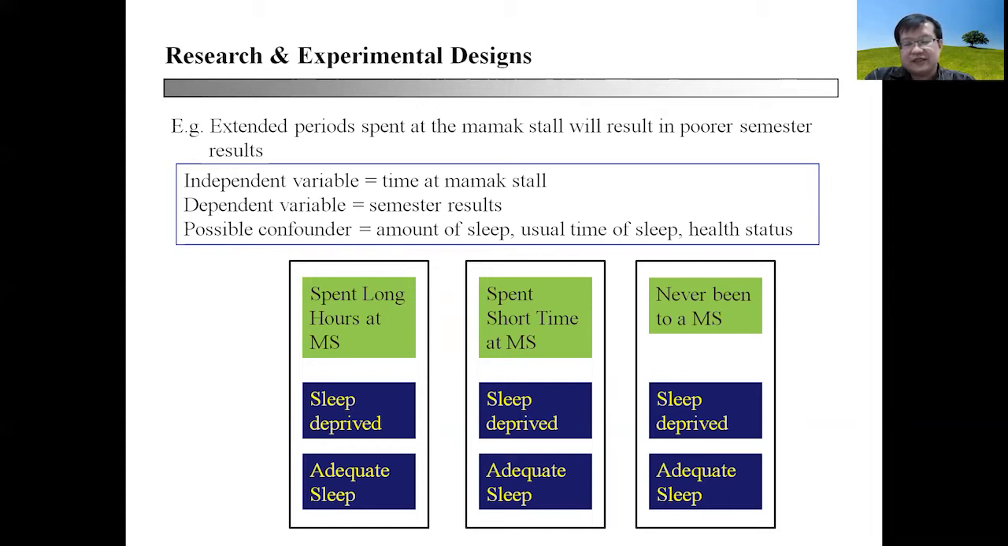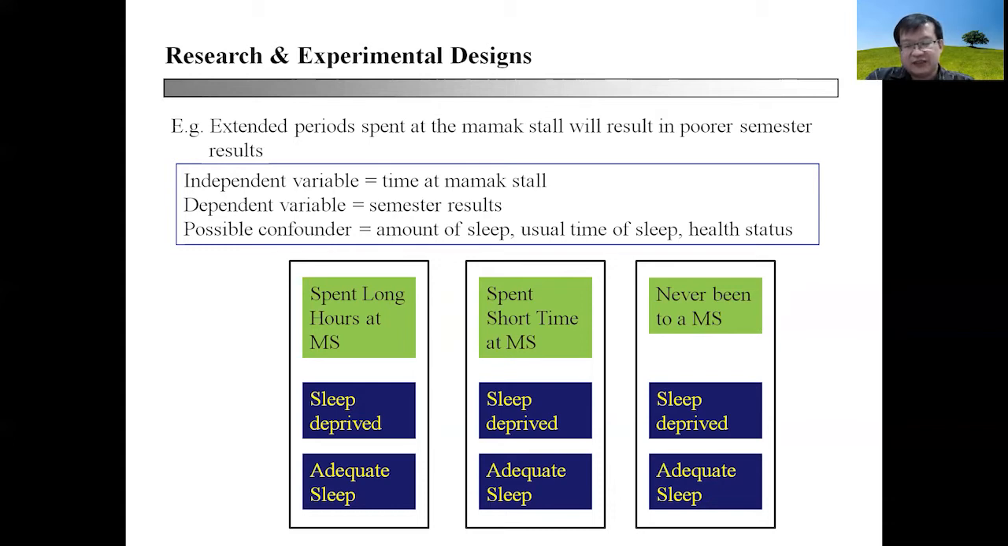But as you can see here, the impact is actually not that straightforward. It could be confounded by other factors. For example, amount of sleep, the usual time of sleep, health status, and many other factors. So it becomes important for us to know how much control we have over our postulated study. You can design all the studies in the world, but if you fail to control any of the variables, the study will become meaningless.